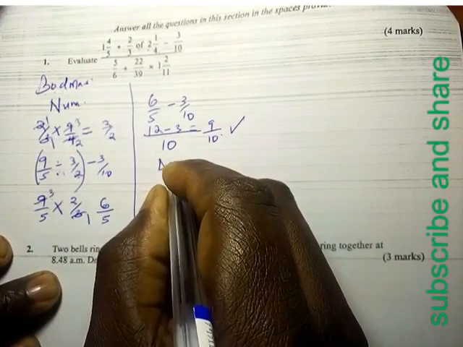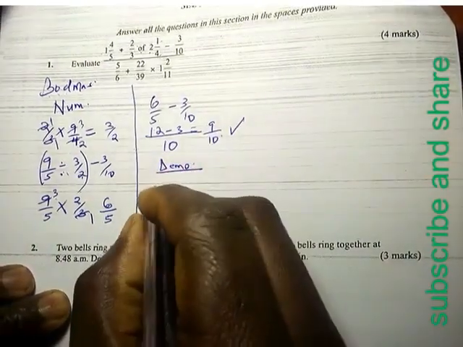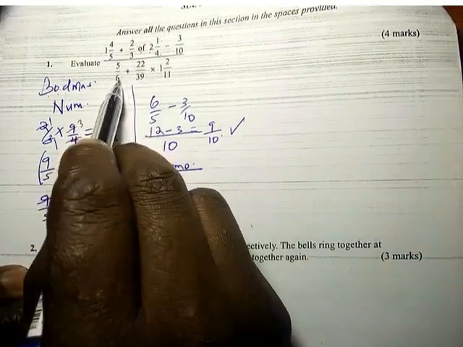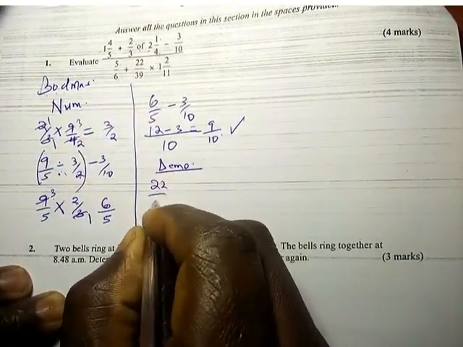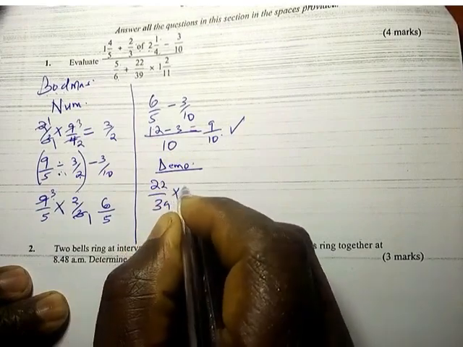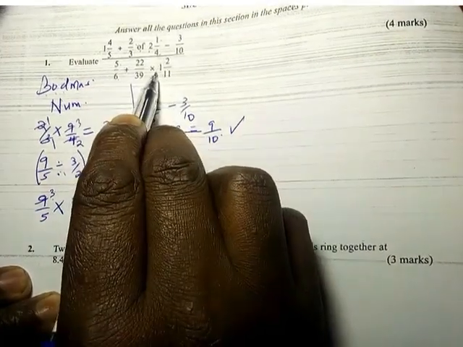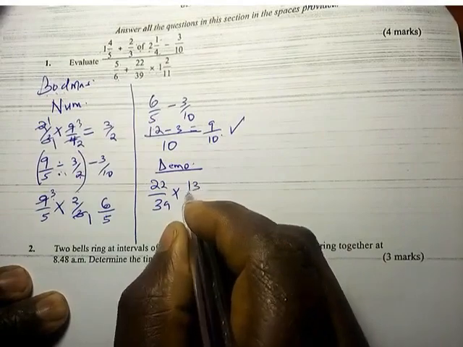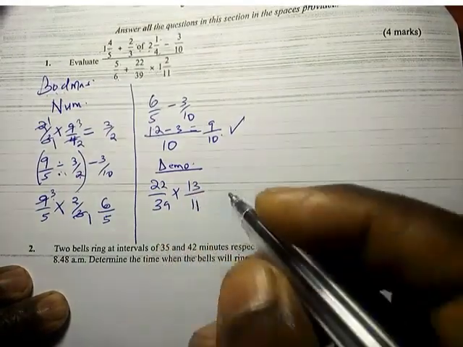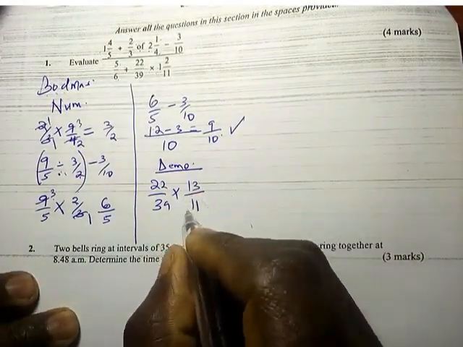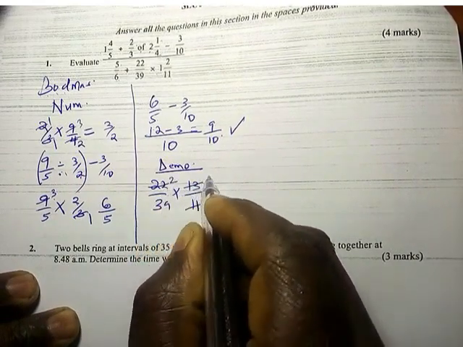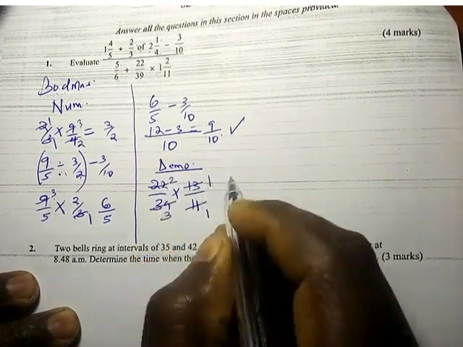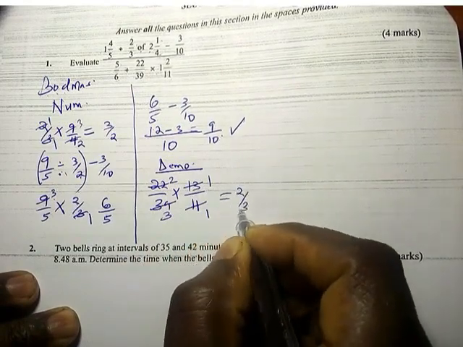You write the denominator. For the denominator we have 5, so we start with multiplication, that is 22 over 39 times 11 over 13. So 11 once, 11 here twice, 13 once, here thrice. So we have 2 over 3.